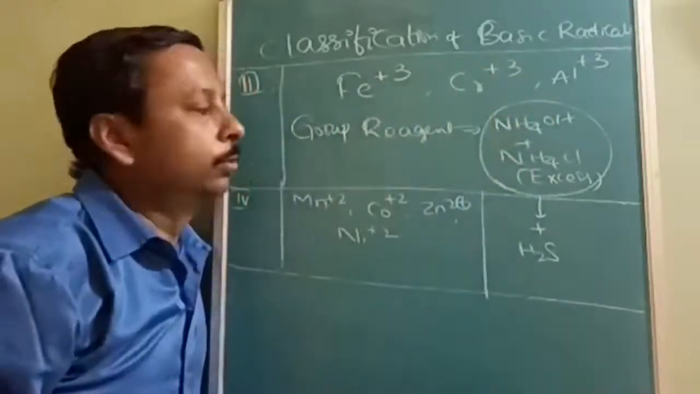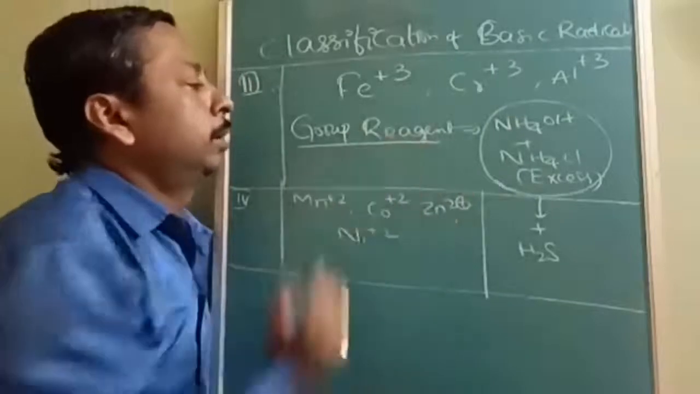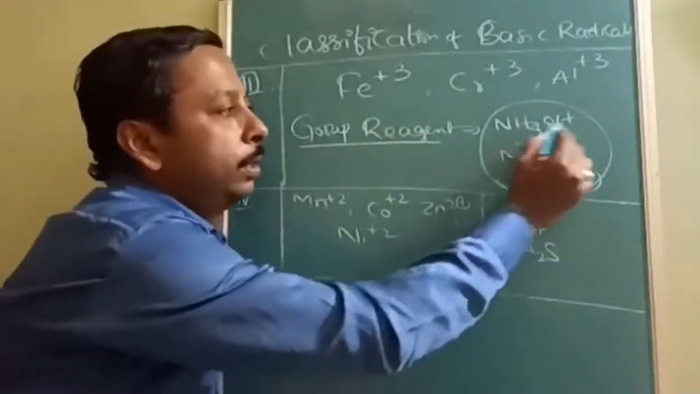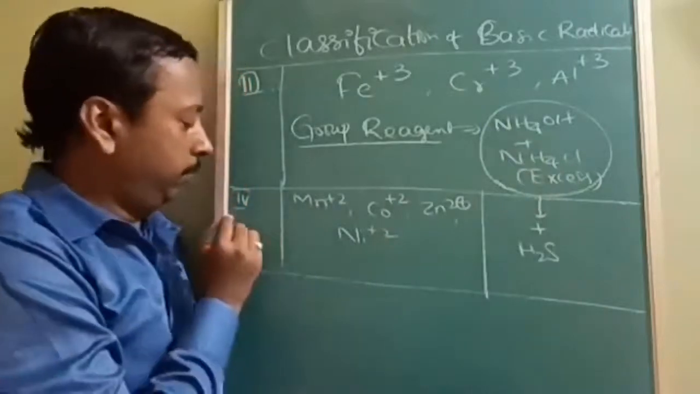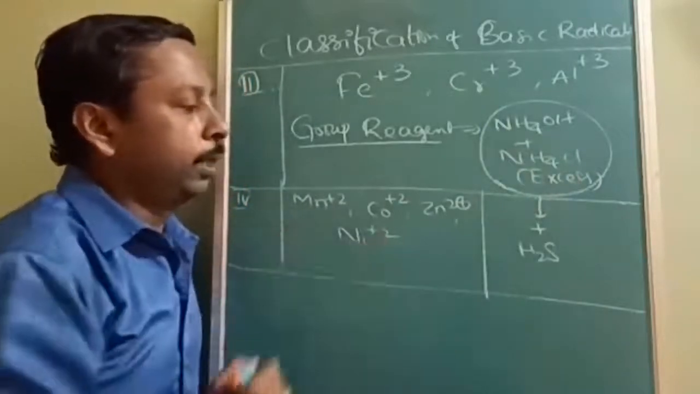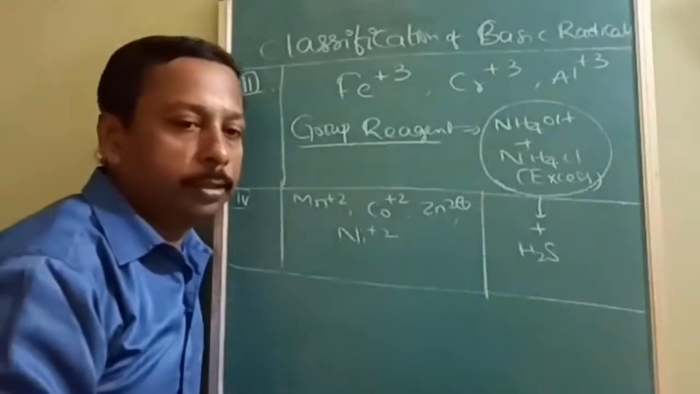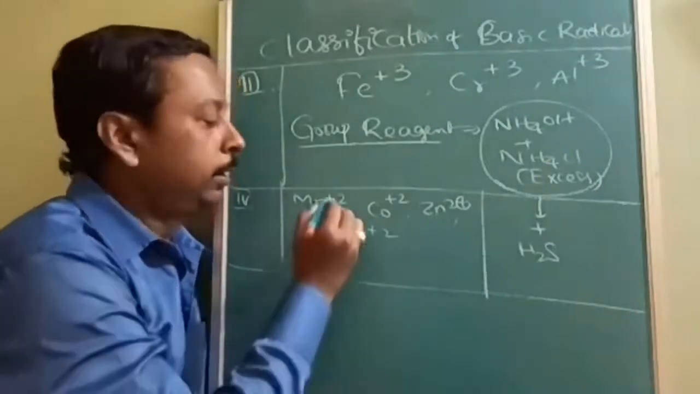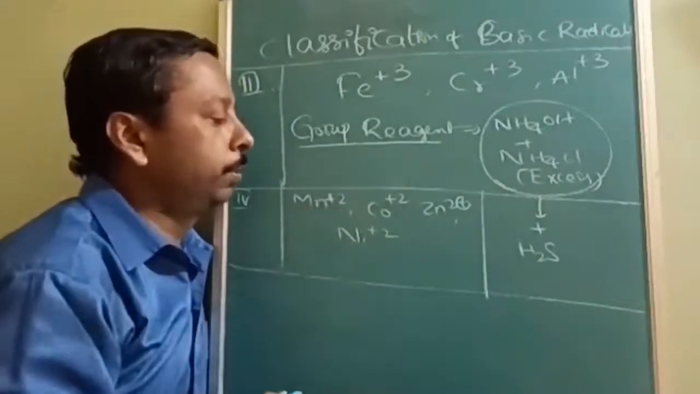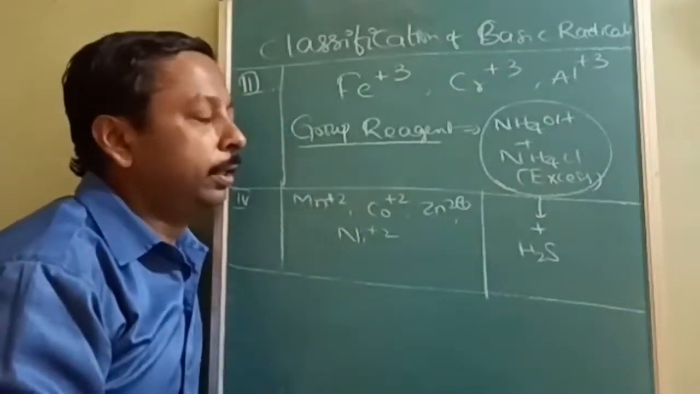Next, the group reagent. The group reagent is ammonium hydroxide and ammonium chloride. And the fourth group contains how many ions? 4 ions, but all of them are divalent: Mn2+, Co2+, Zn2+, and Ni2+.